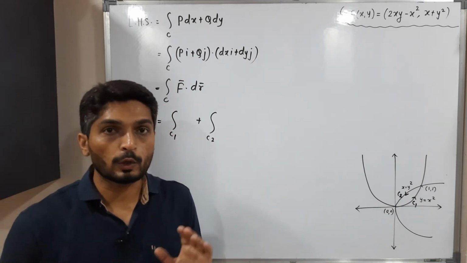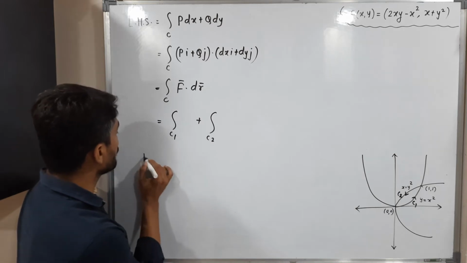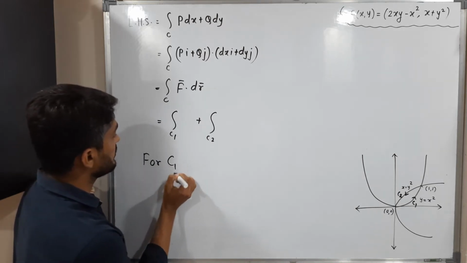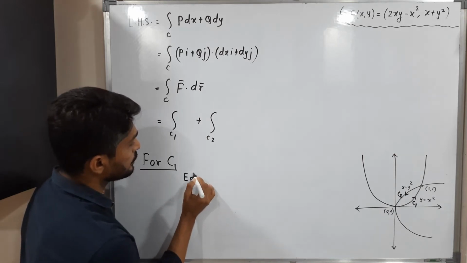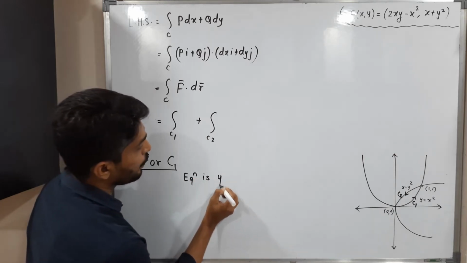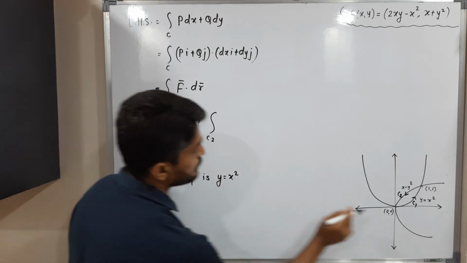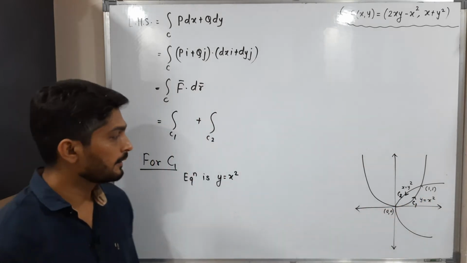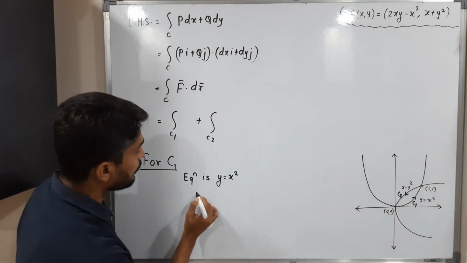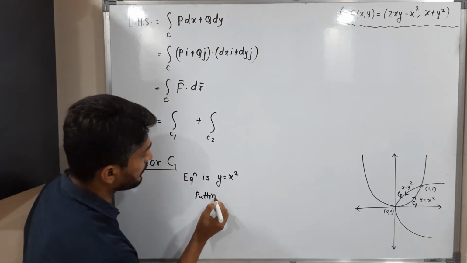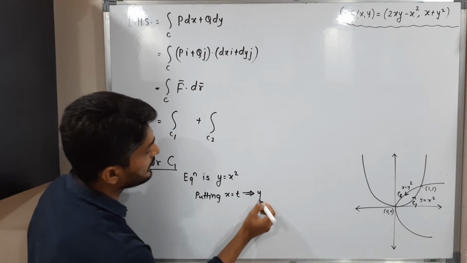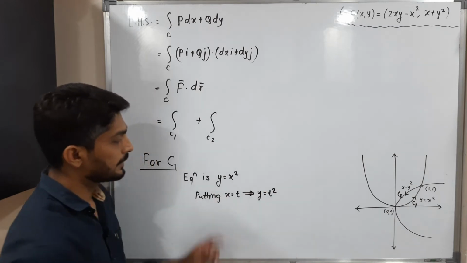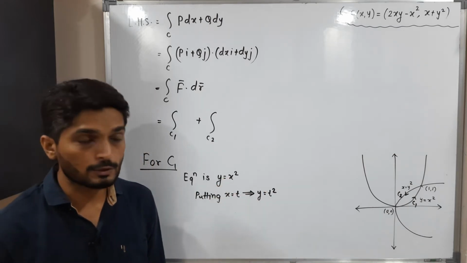So let us start to work on C1. What is the equation of C1? The equation of C1 is y is equal to x square. Here I am putting x is equal to t. If you put x is equal to t here, y is equal to t square.